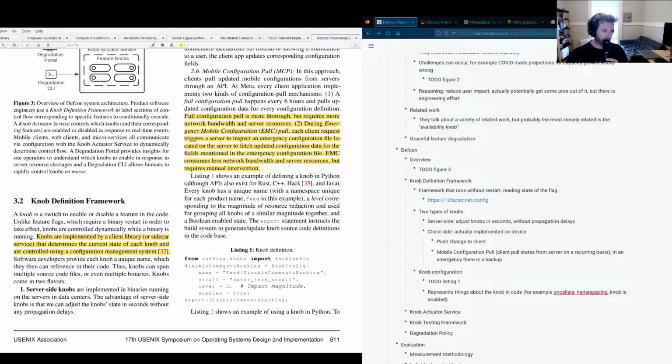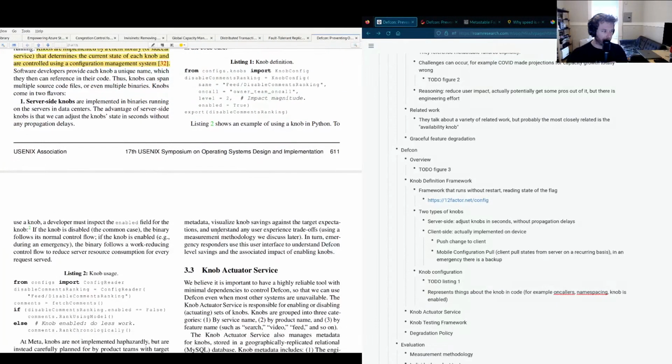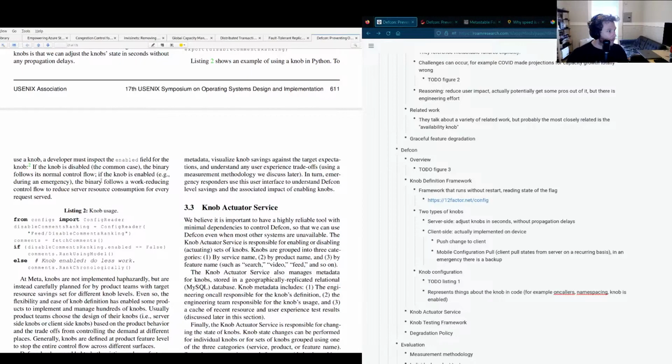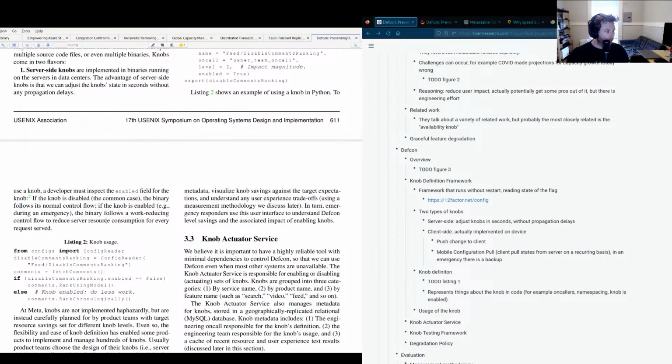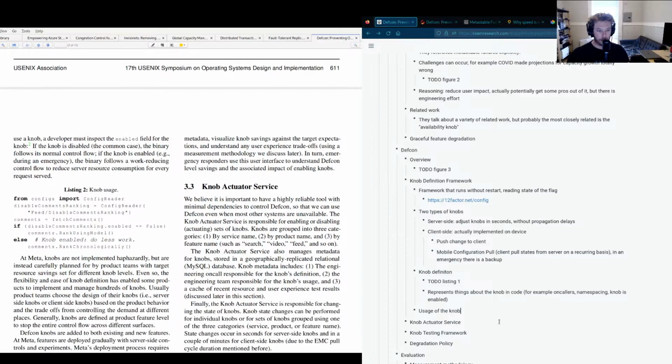Then it looks like they also have some level. So what happens if you turn this off? And then there is a usage of the knob, definition, and then usage of the knob. Knob is a fun word. If statements based on whether the knob is on.